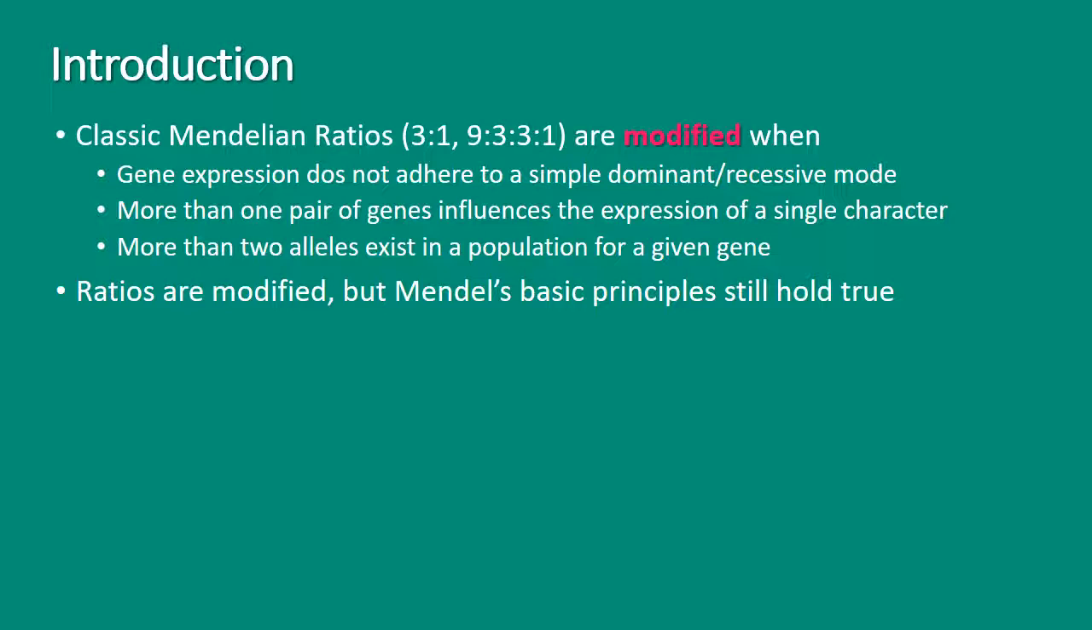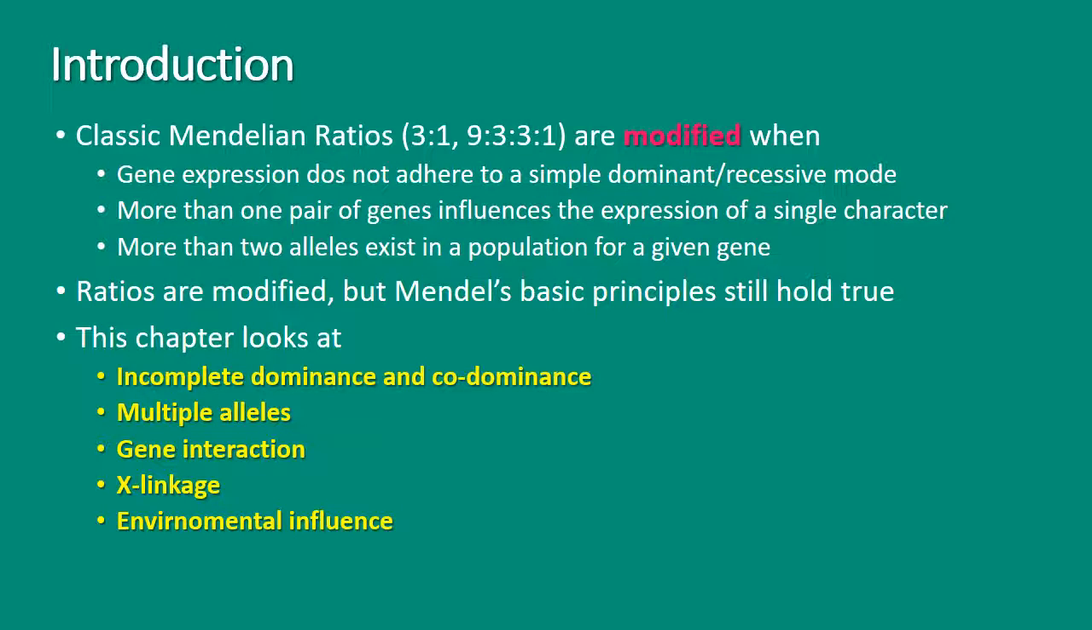But even though these ratios are modified, Mendel's basic principles of segregation and independent assortment still hold true, and you'll see that in the examples we're going to go over. The first thing we're going to talk about is incomplete dominance and codominance. We're going to talk about multiple alleles, how genes interact with one another and how that affects the ratios. We're going to talk a little bit about genes present on the X chromosome, and then how the environment also influences gene expression and phenotype.